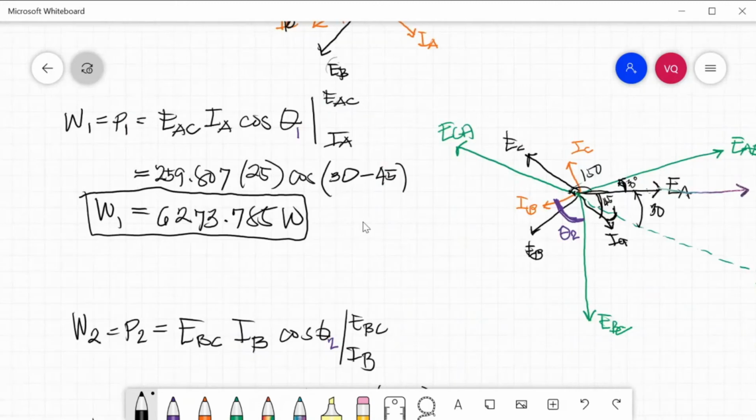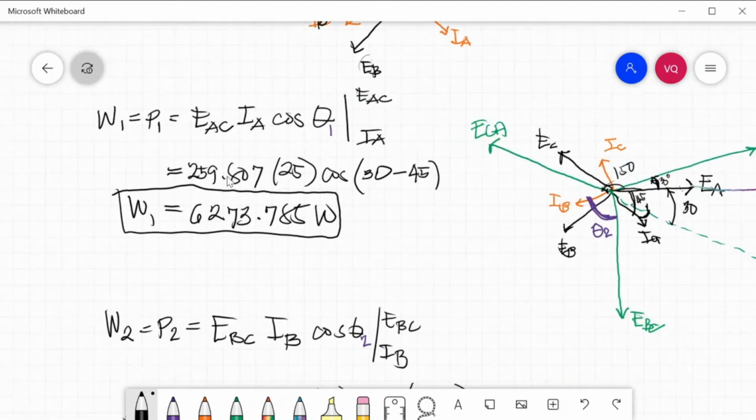So wattmeter 1 will be 259.807 times 25 times cosine of 30 minus 45, that is 6,273.785 watts. So that is the reading of our wattmeter 1.